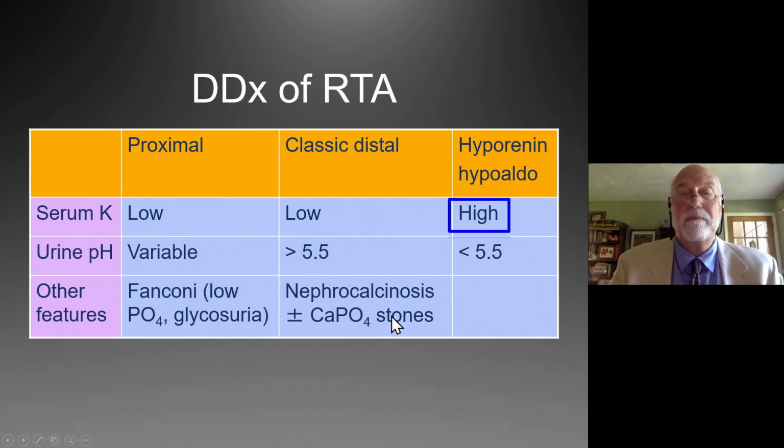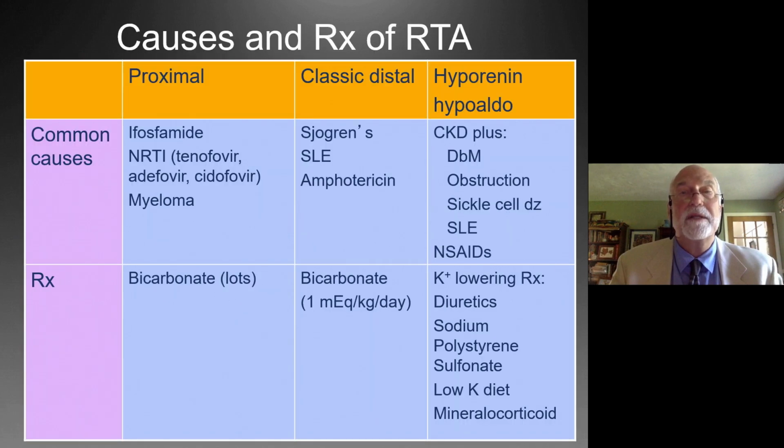And then calcium-based stones as a hallmark of the classic distal RTA. This is just an expanded differential of different drugs and the treatment, including Sjogren's and lupus and older drugs such as amphotericin. We talked a bit about the hyporenin hypoaldo. And down here are the treatments for these, none of which are perfect, but can help offset some of the acidosis that patients have.